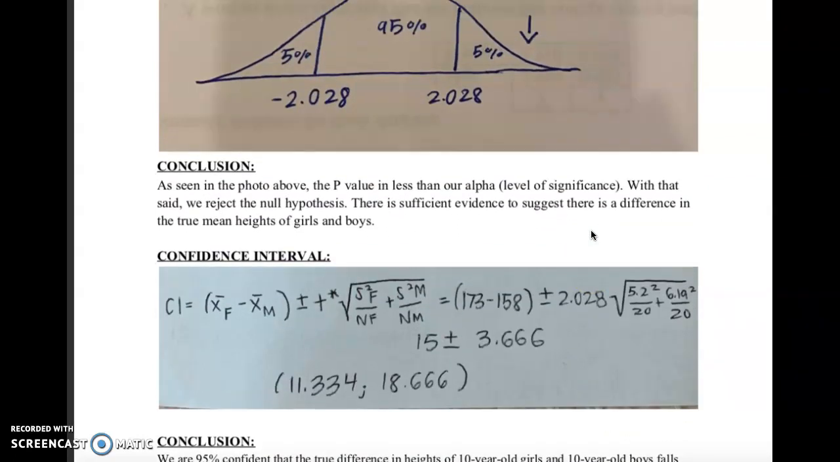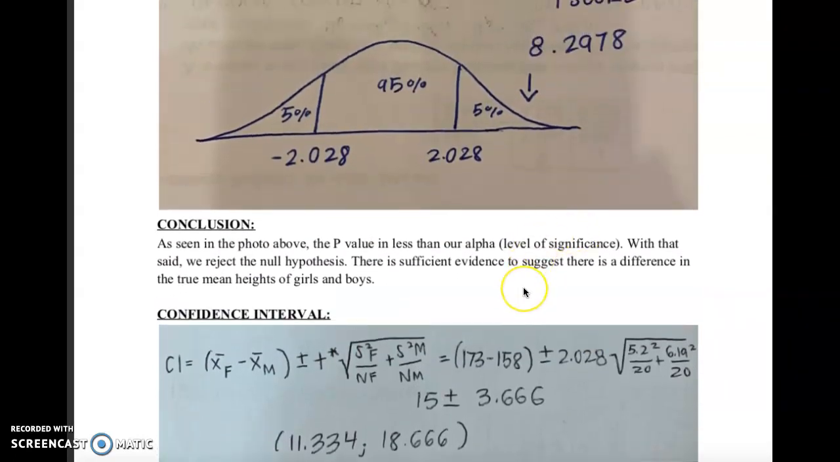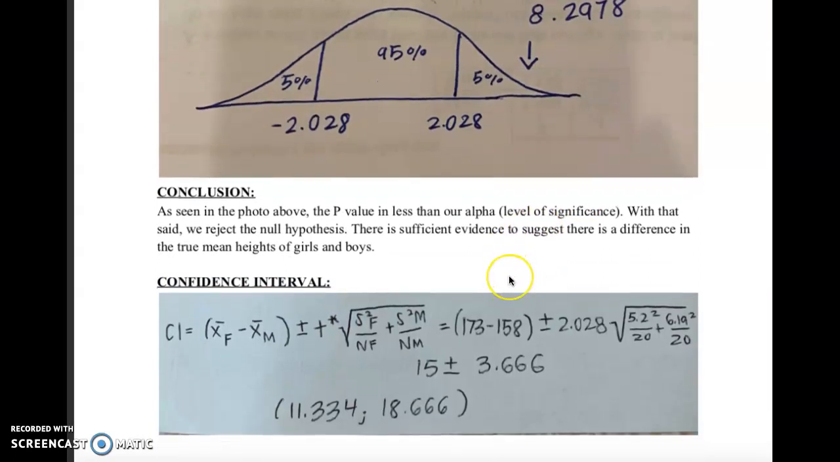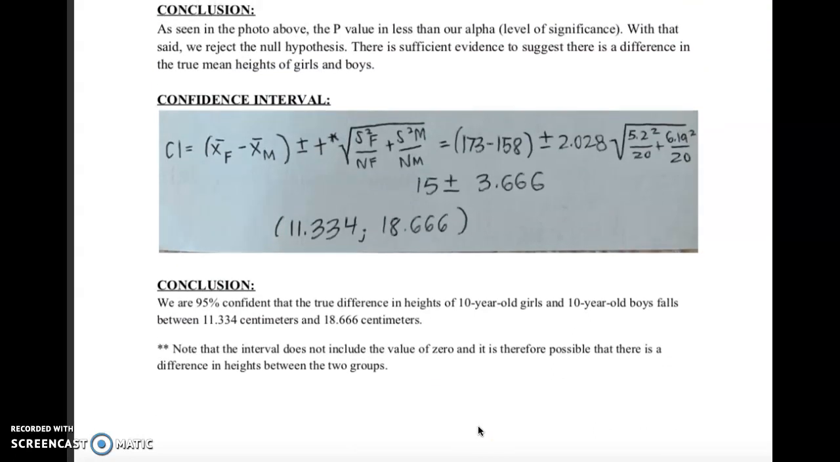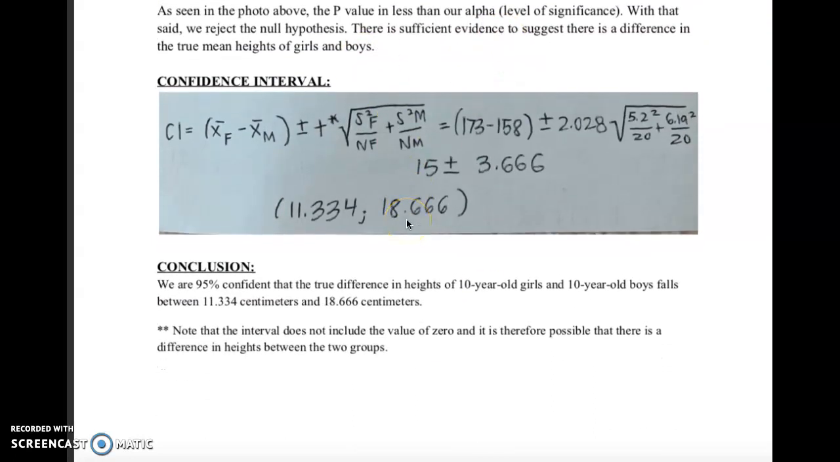So in conclusion, our p-value is less than our alpha, and we reject the null hypothesis because of this. So there is sufficient evidence to suggest that there is definitely a difference between the true mean of heights of girls and boys. So in order to support this conclusion, we did the confidence interval equation and just solved the rest going on from there.